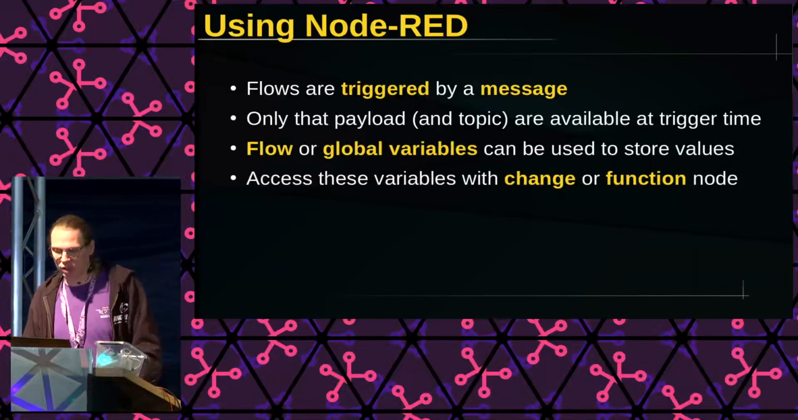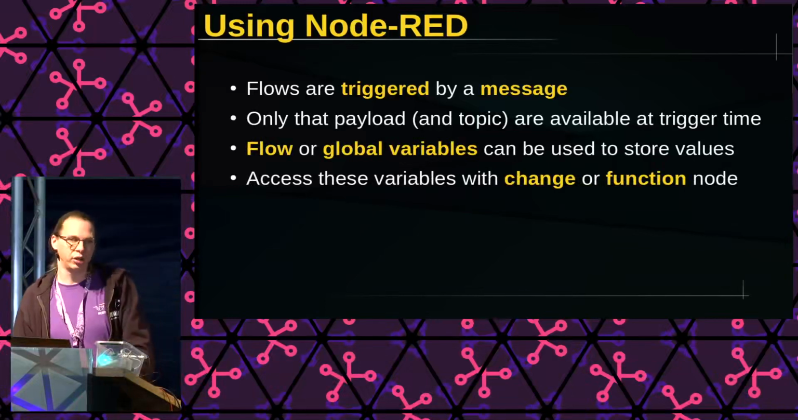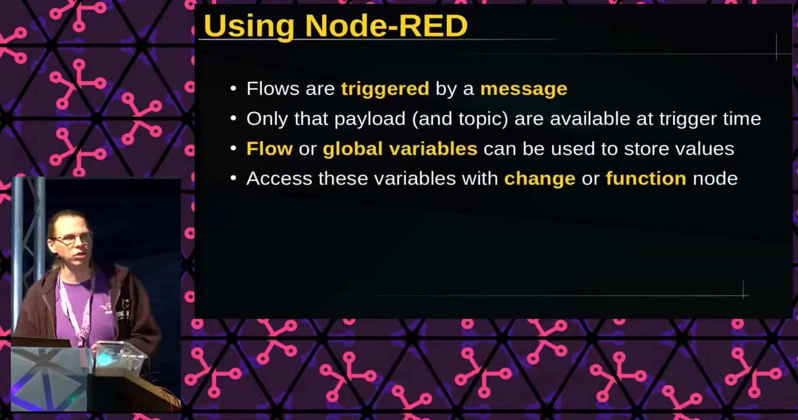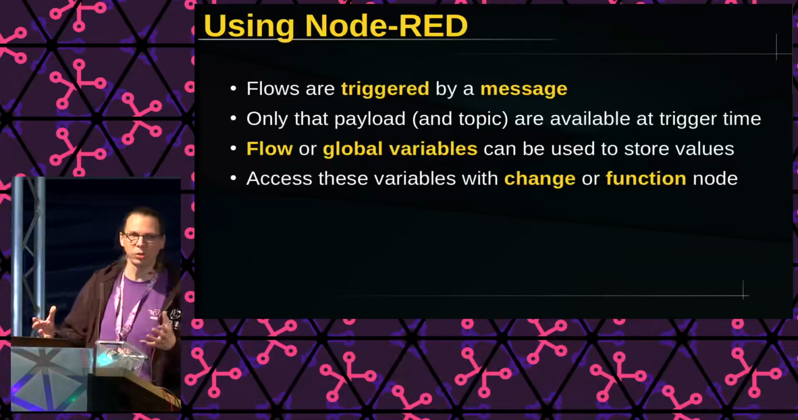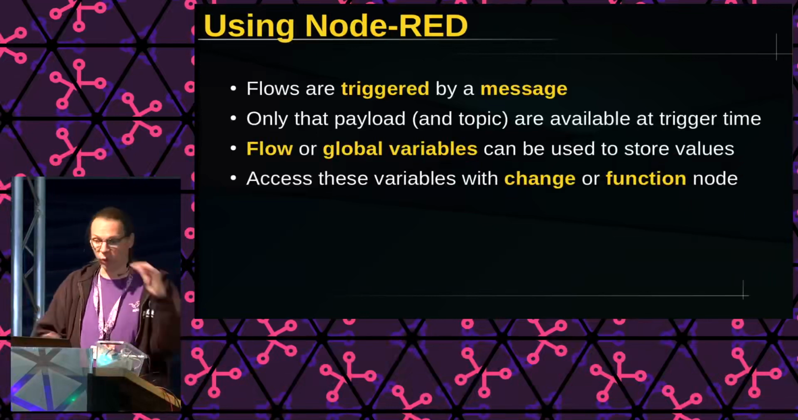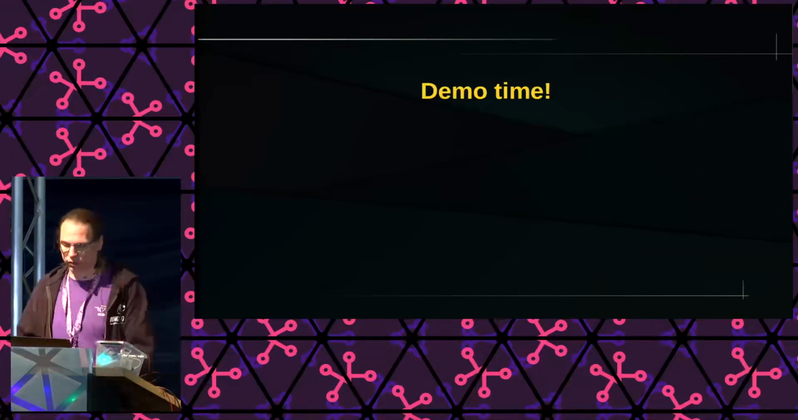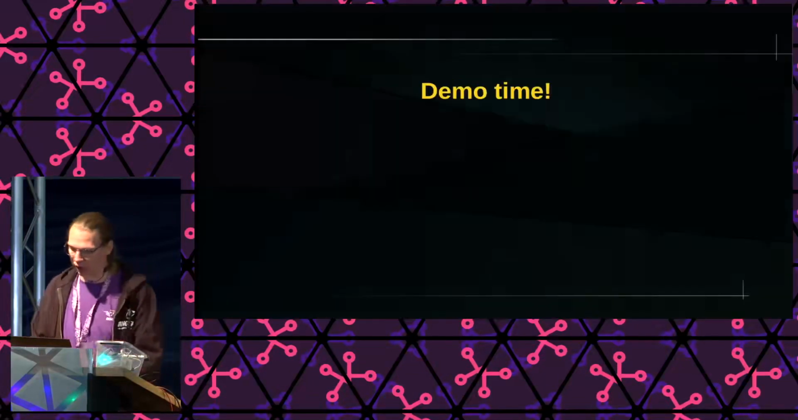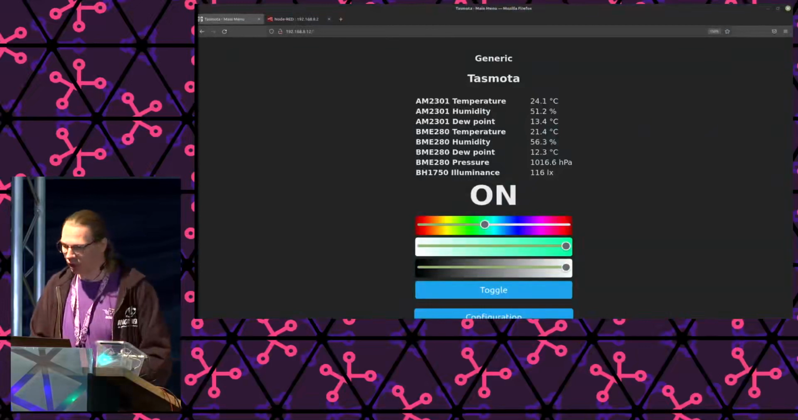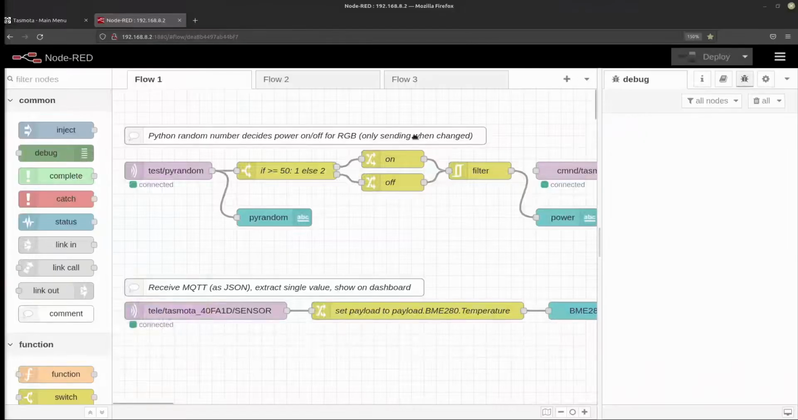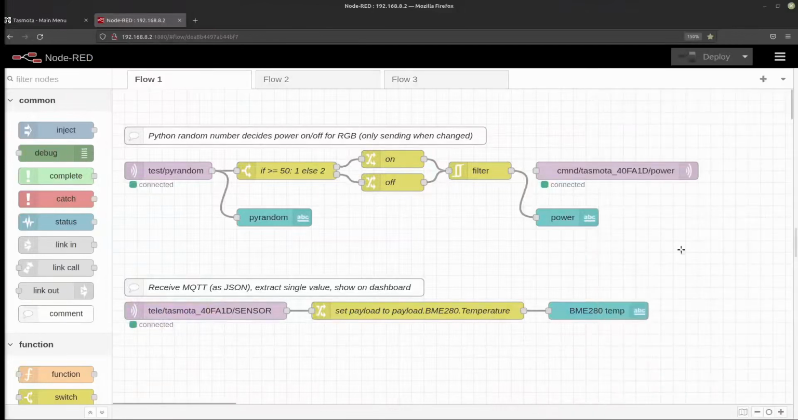What you could do is use flow or global variables to store some data, and you can do this with either a change node or a function node. In a function node, you can actually write your own JavaScript to create a complete program within one node. So let's look into it and try to get the demo gods to cooperate one last time. This is the Node-RED editor, and I'll make this sidebar disappear with a little arrow.